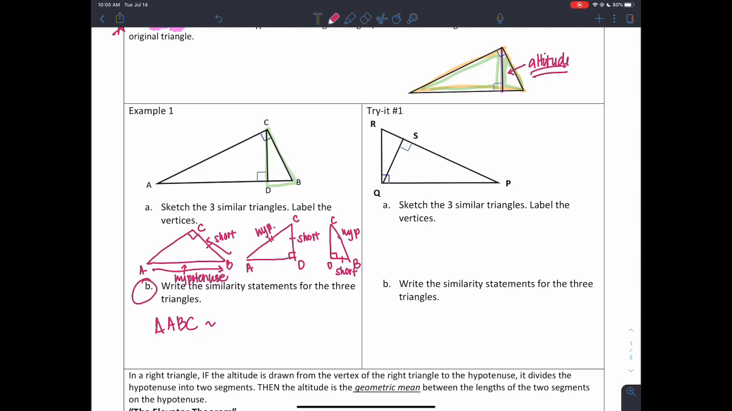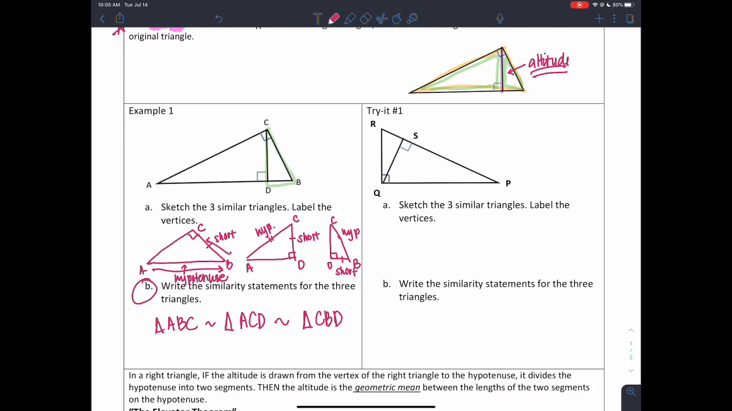So for the second triangle, we would start at A, go to C, and then go to D. So we would have ACD. And then the third triangle would be CBD.